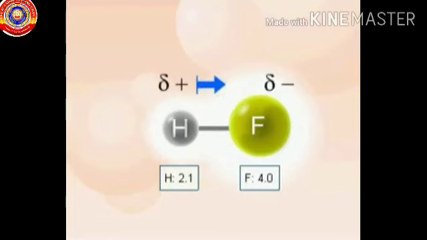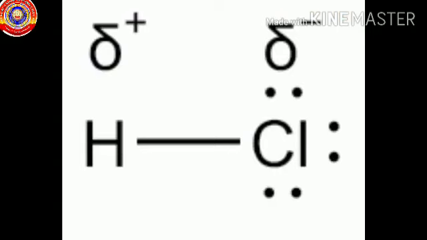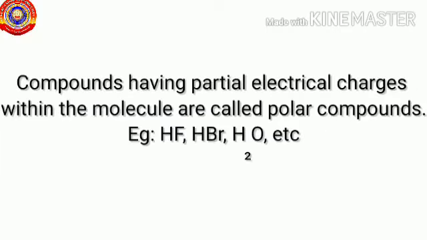As I told you, the fluorine atom having a higher electronegativity attracts the shared pair of electrons towards its nucleus. In the case of hydrogen fluoride, the fluorine atom having a higher electronegativity attracts the shared pair of electrons towards itself, hence it develops a partial negative charge. Such compounds having partial electrical charges within the molecule are called polar compounds. Examples: HF, HBr, H2O, etc.